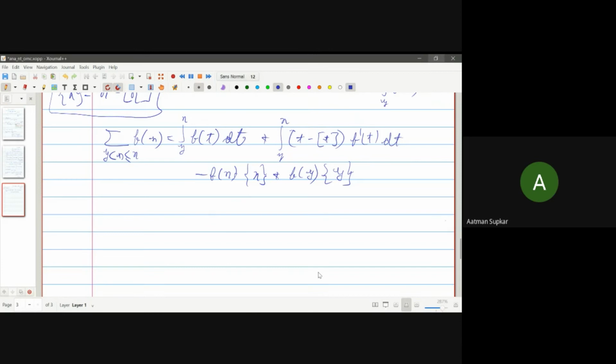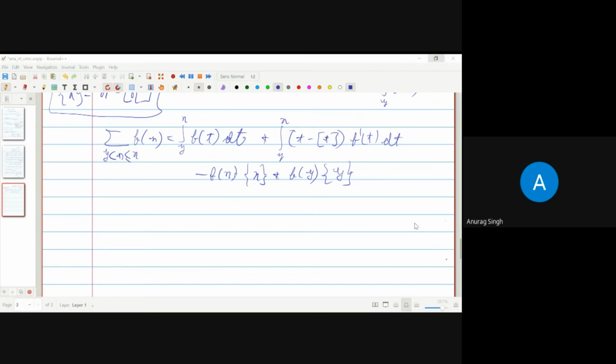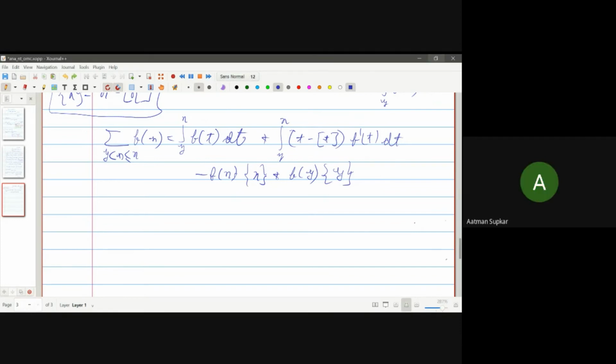Wait, we don't approximate integrals. We approximate sums using the integrals. Yes, yes. Oh, okay, just do this. Right, great.